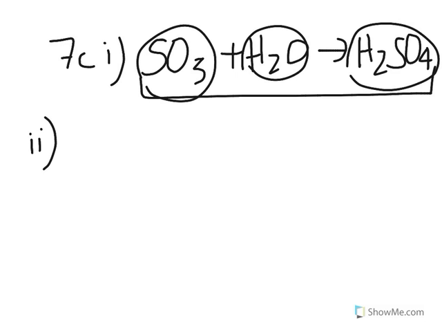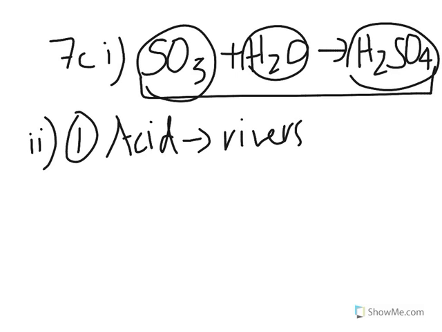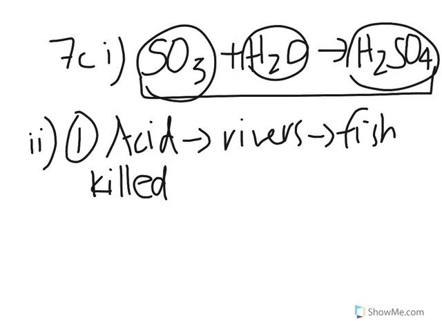Okay, 7C2 is just asking you what the harmful effects of acid rain on the environment are. First of all, I'll give you a simple one. Acid rain can go into rivers, and fish can be killed. Because obviously acid is not that safe, fish can be killed or harmed because the acid reacts with them, and acid is really corrosive, so it's dangerous for them.